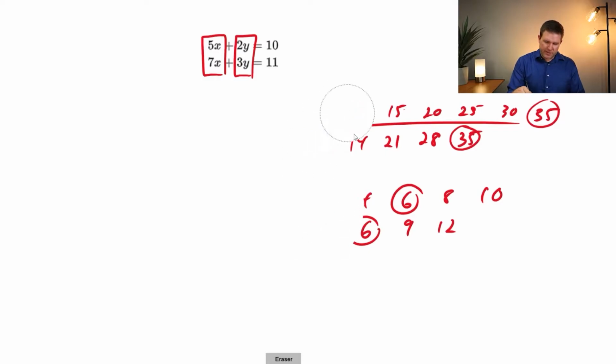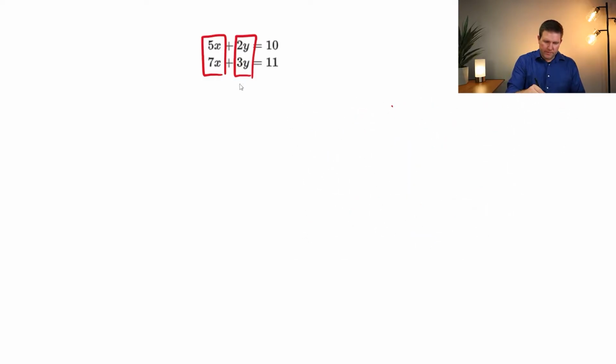Now I'm just going to erase this. So what do we need to multiply the top equation by to get that 2y up to a 6y? It'll just be 3, right? So multiply both sides by 3. Make sure you hit that 10. A lot of people forget to do that.